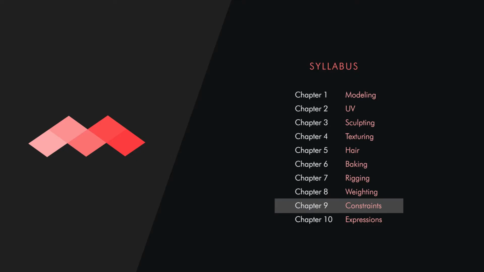In Chapter 9, Constraints, we'll build a custom eye rig and then add in some accessories and constrain them all to the character so that they move along with it. Finally, in Chapter 10, Expressions, we'll go over facial expressions using pose morphs and a little bit of Xpresso to build some custom controllers for the eyes and mouth.